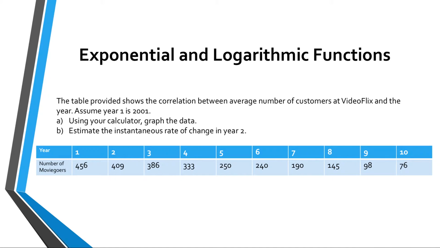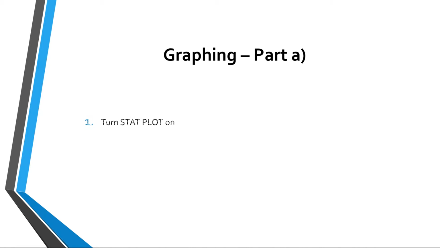The table provided shows the correlation between customers at VideoFlix and year. Assume year 1 is 2001. Use your calculator to graph the data, and secondly, estimate the instantaneous rate of change in year 2. To graph the data, first click Stat Plot and turn Stat Plot 1 on. Next, click Stat and then Edit.